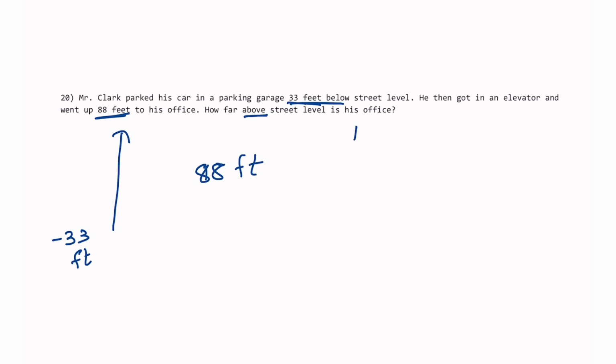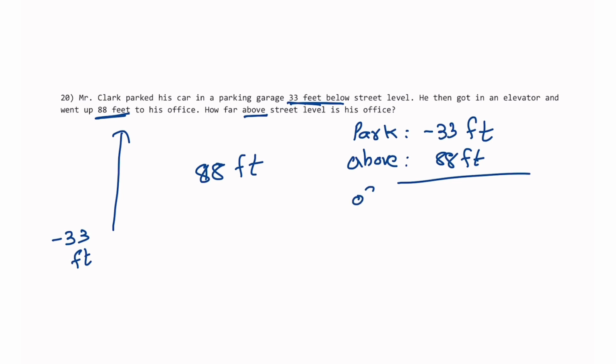So if we write it down, we can say the parking, so that was at minus 33 feet. And how much above did he go? He went up by 88 feet. So where is his office? So bigger number minus smaller number you will do, right? That is 55. This is an easy one to do, right? 88 minus 33. So this is the answer. And since this is positive, this will also remain positive, and it is above, right? So of course it's going to be that way.